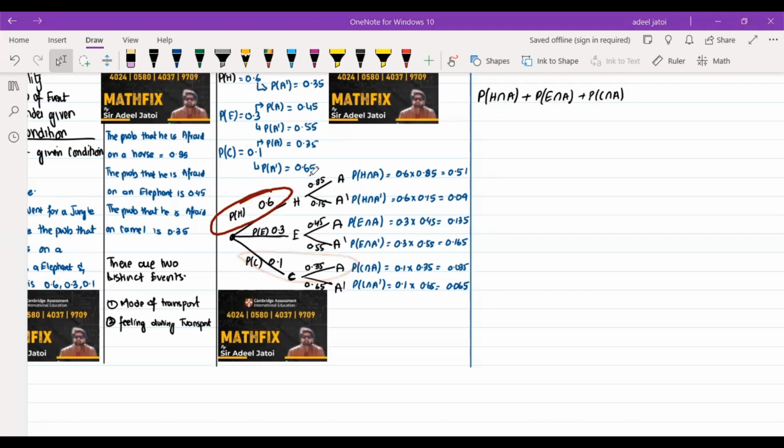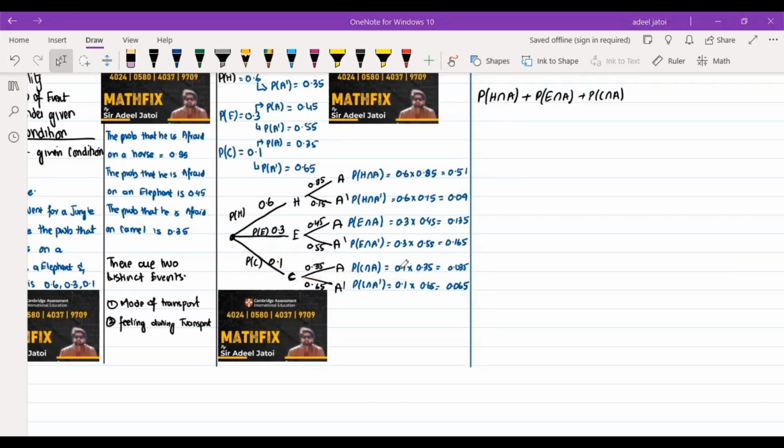When we have horse and afraid, this is confirmed. That is the reason we multiplied. When it was elephant and afraid, it was confirmed. That is the reason we multiplied. When we have camel and afraid, it was confirmed. That was the reason we multiplied.